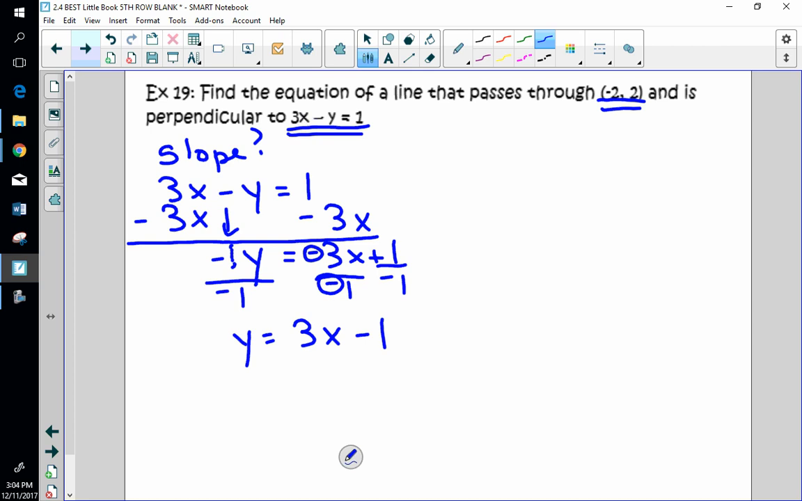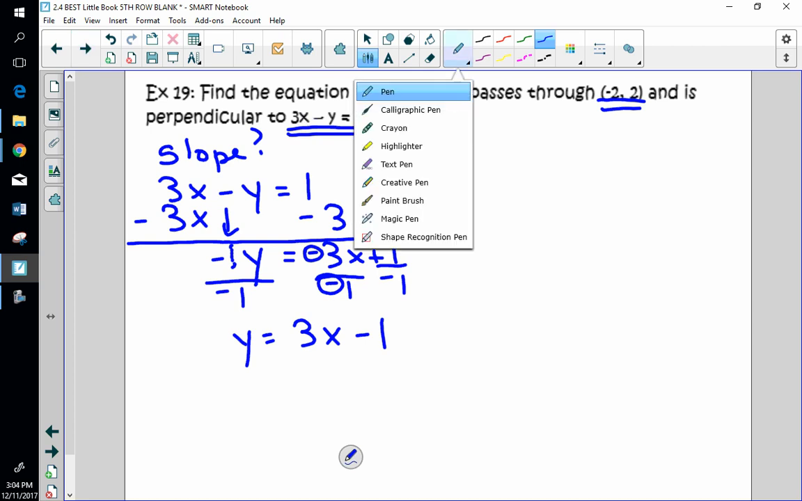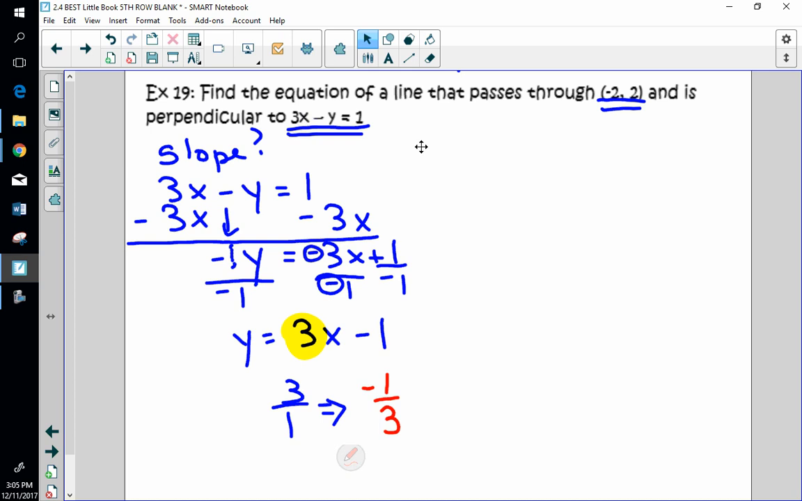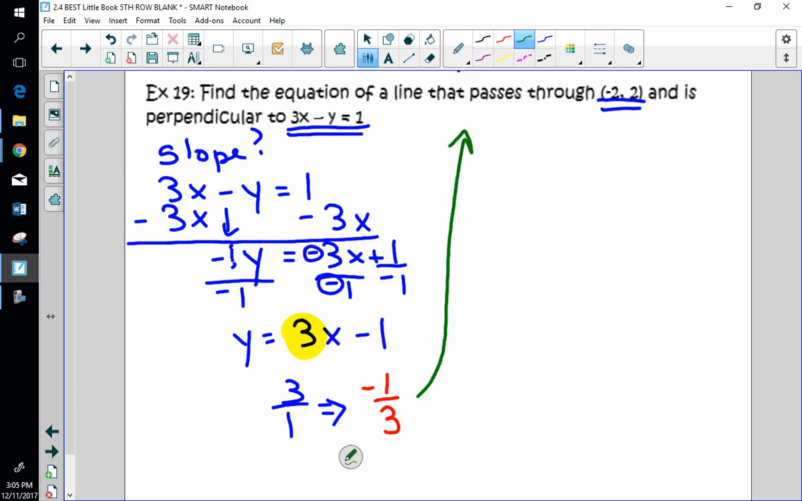Again, now we have the slope. That is just a parallel line, or perpendicular line. So what we need to do is take our slope that we just found. Our slope is 3, or 3/1, and we need to flip it over and switch our sign. So when we flip it over and switch the sign, it should be -1/3. And that's what we're going to use. Okay, so here's what we know. We know for a fact, without doing any math, the equation of our line is y equals -1/3 x.